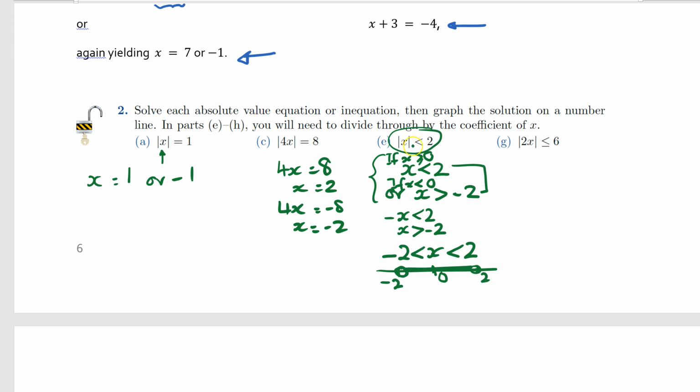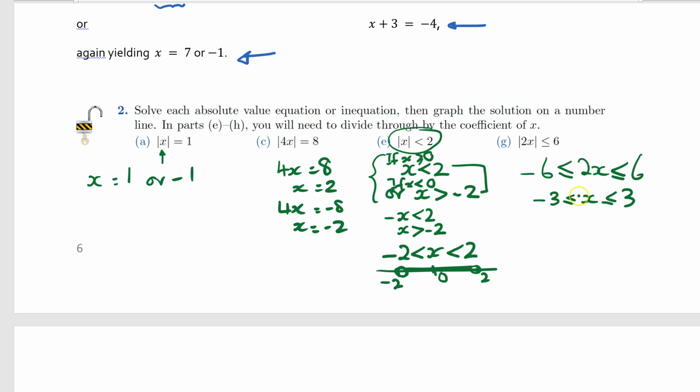Okay, now the next bit follows the same way, except we'll do the compacted version. So once we know that this is how this less than works, then it's okay for us to just write down straight off that this means -6 is less than or equal to 2x is less than or equal to 6. That's the way this less than or equal to works. So we solve that by dividing through by the 2, so -3 less than or equal to x less than or equal to 3.